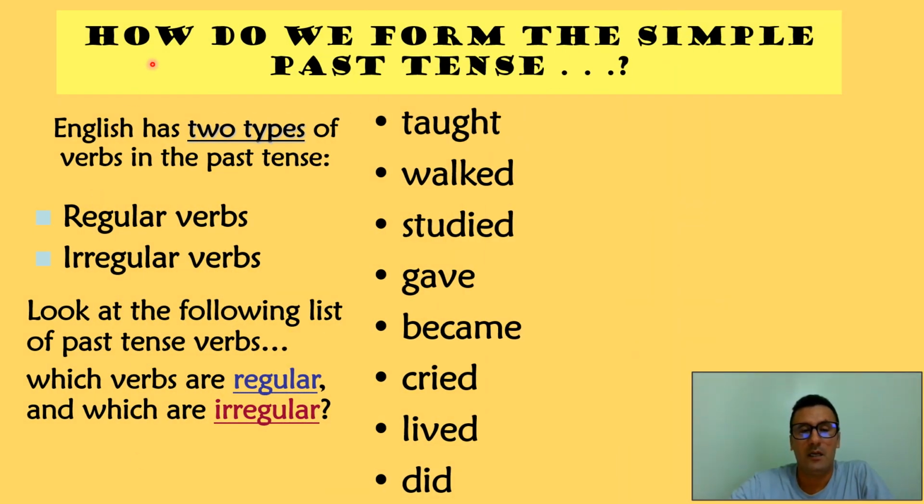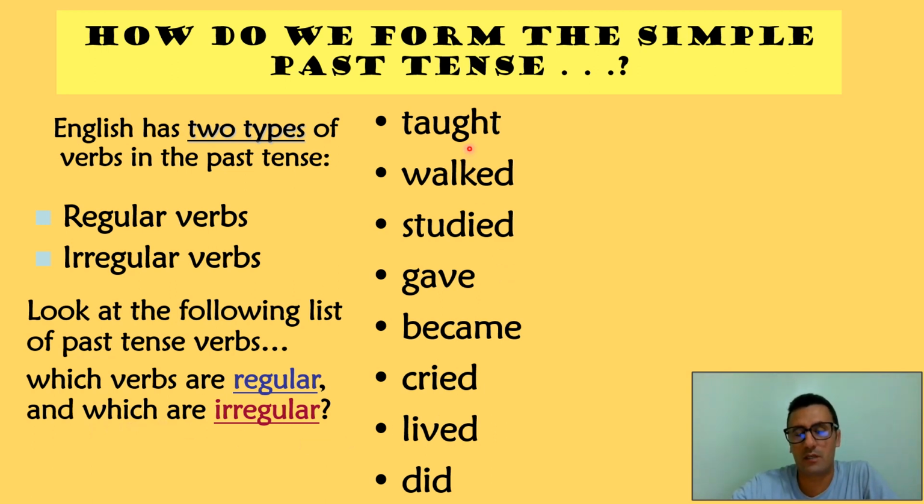Alors, how do we form the simple past tense? English has two types, deux types, two types of verbs in the past tense: regular verbs and irregular verbs. Look at the following list of past tense verbs. Which verbs are regular and which are irregular?